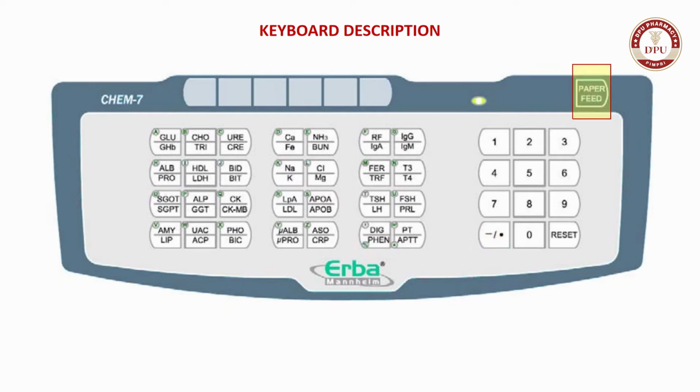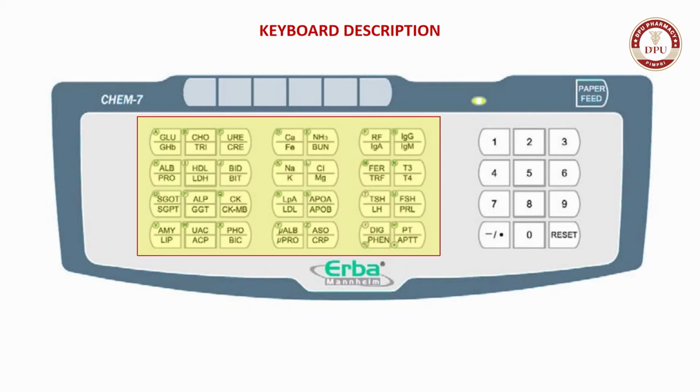The paper feed key is used to advance the printer paper by one line. This is a software reset key used to reset the analyzer without resetting the memory. This is an indication LED which blinks when the wash or aspiration key is pressed. It indicates that the peristaltic pump is in action. The LED stops blinking after 5 ml of water is aspirated or when the programmed volume of liquid is aspirated.